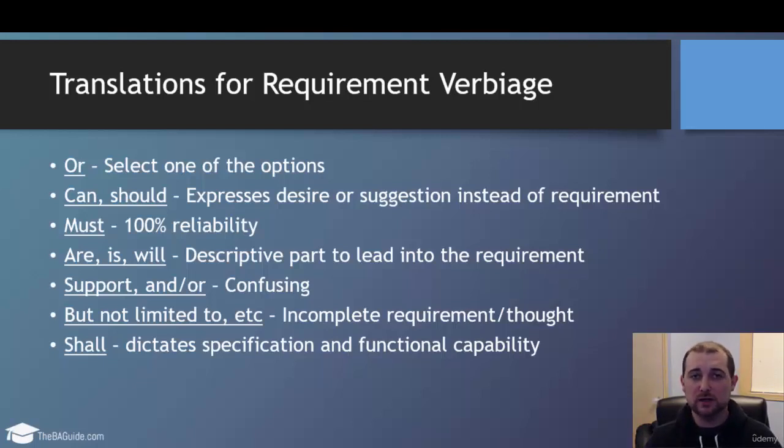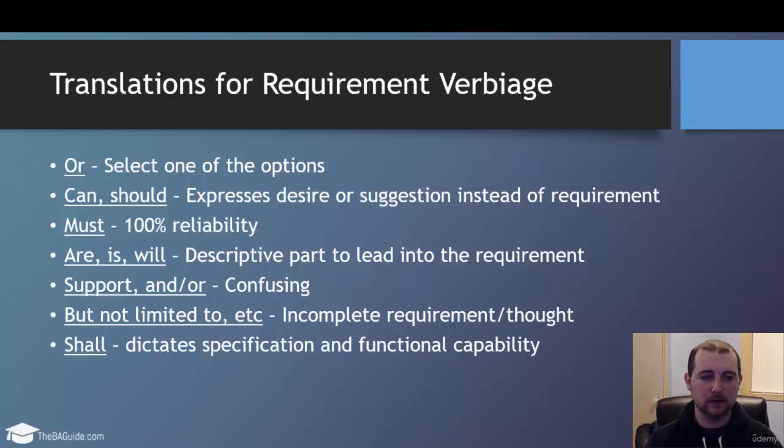"But not limited to," "etc." Those are really incomplete requirements or thoughts. You shouldn't be saying "but not limited to." Tell it what it's limited to or not limited to. That's a common thing where once you run out of ideas, you just write etc. So, okay, it'll do this, this, and this, etc. Right? I'm out of ideas, but there could be more. I'm just too lazy to think of those other things. Definitely not. You don't want etc.